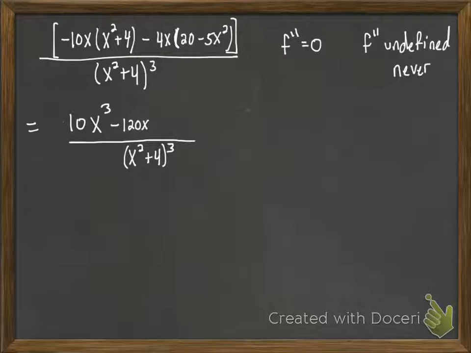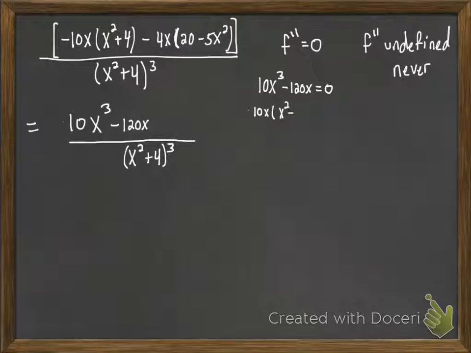Well, this is never going to be undefined. The only time a fraction like this will be undefined is when its denominator is 0, but that denominator can never be 0. So we ask the question, when is the numerator 0? That would be 0 when 10x cubed minus 120x is equal to 0.